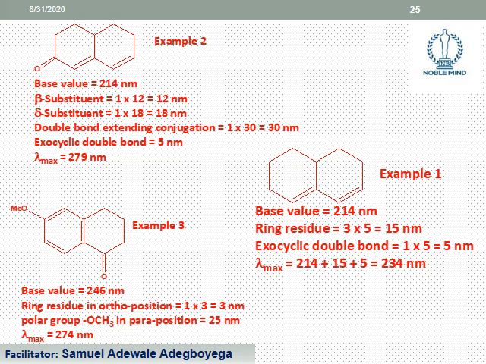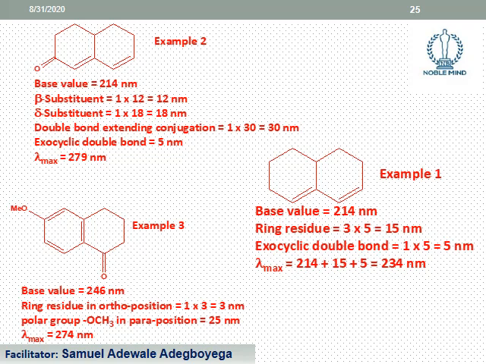We have a delta substituent and double bond extending conjugation. Now we are having more than 2 double bonds here, so the third double bond is also conjugated, so you have that. An exocyclic double bond is also present, 5 nanometer, and the total lambda max of the structure in example 2 is 279 nanometer. Let's check example 1 here.